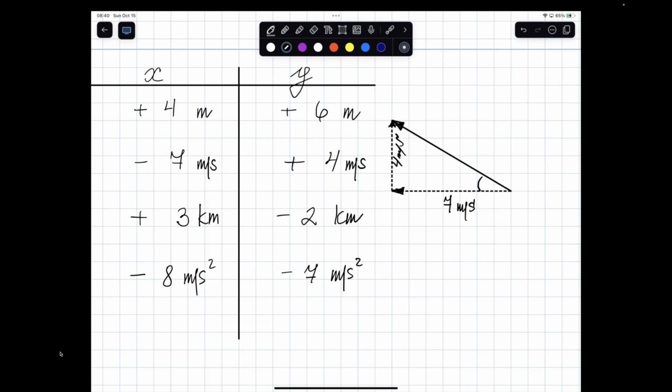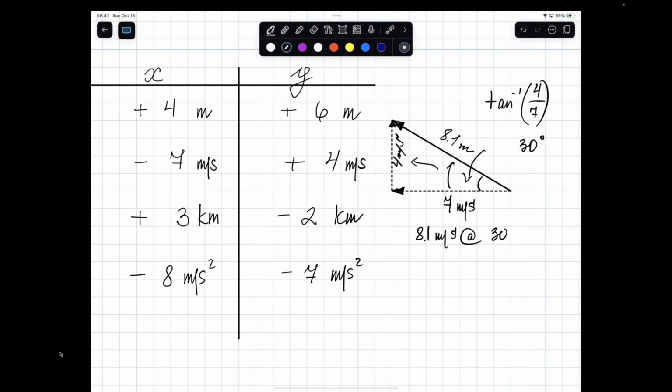To calculate it, again, I'm using the Pythagorean theorem. So I'm going to plug in 16 as the 4 squared, plus 49 is the 7 squared, 8.1 meters. When I square root that, I need to find this angle. It's going to be opposite over adjacent. So it's going to be inverse tangent of 4 over 7. And when you plug that into your calculator, 4 over 7, I get 29.7, 8.1 meters per second at 30 degrees, and it's going to be northwest.